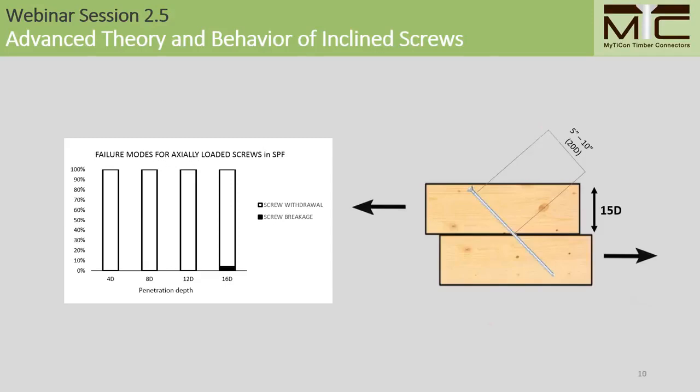So based on test data like this, and with further calculation, we can say that we will see connection strength characterized by tensile failure at 20D in spruce pine fir, which is measured along the axis as shown for an inclined screw connection. For screws inclined 45 degrees, this equates to approximately 15D measured normal to the plane. And so for a 1/2-inch diameter screw, our connection strength is maxed out with a timber thickness of approximately 7.5 to 8 inches, which is why it shows this timber geometry for the initial design example.